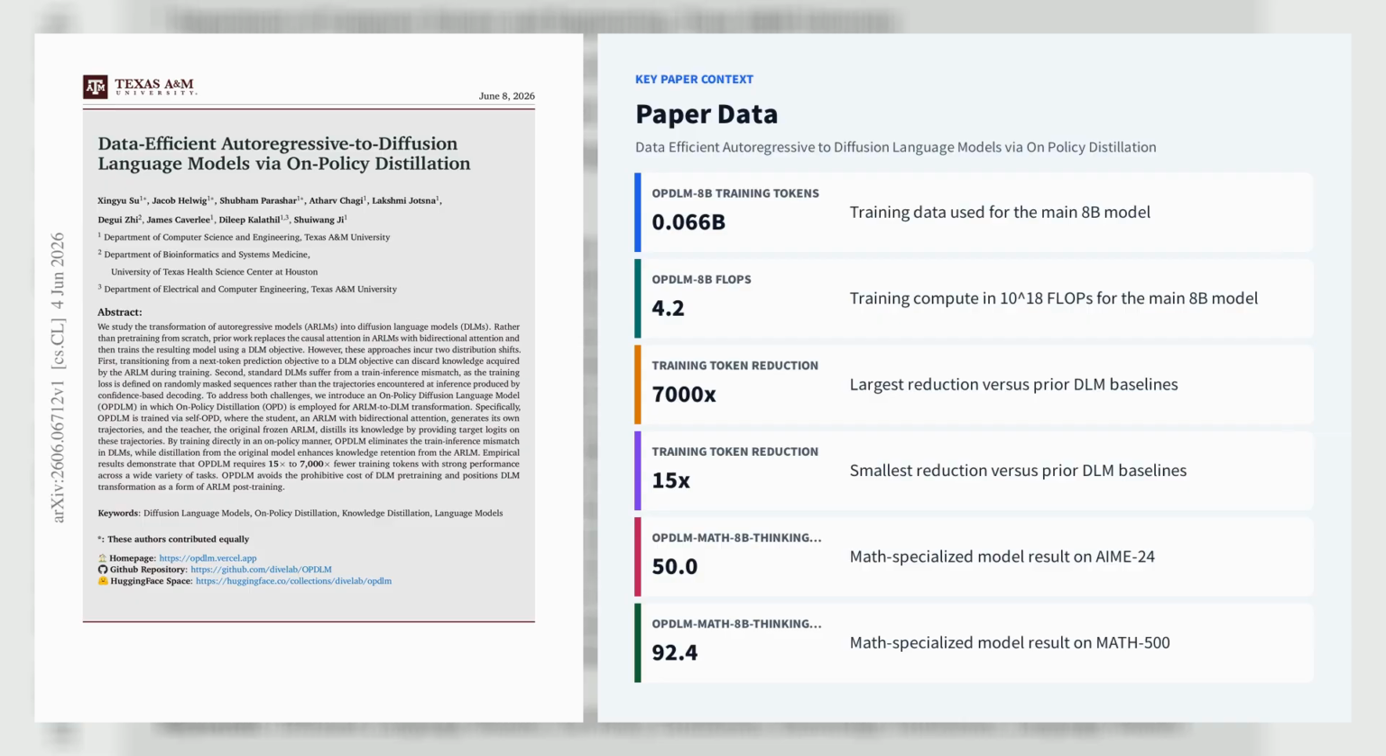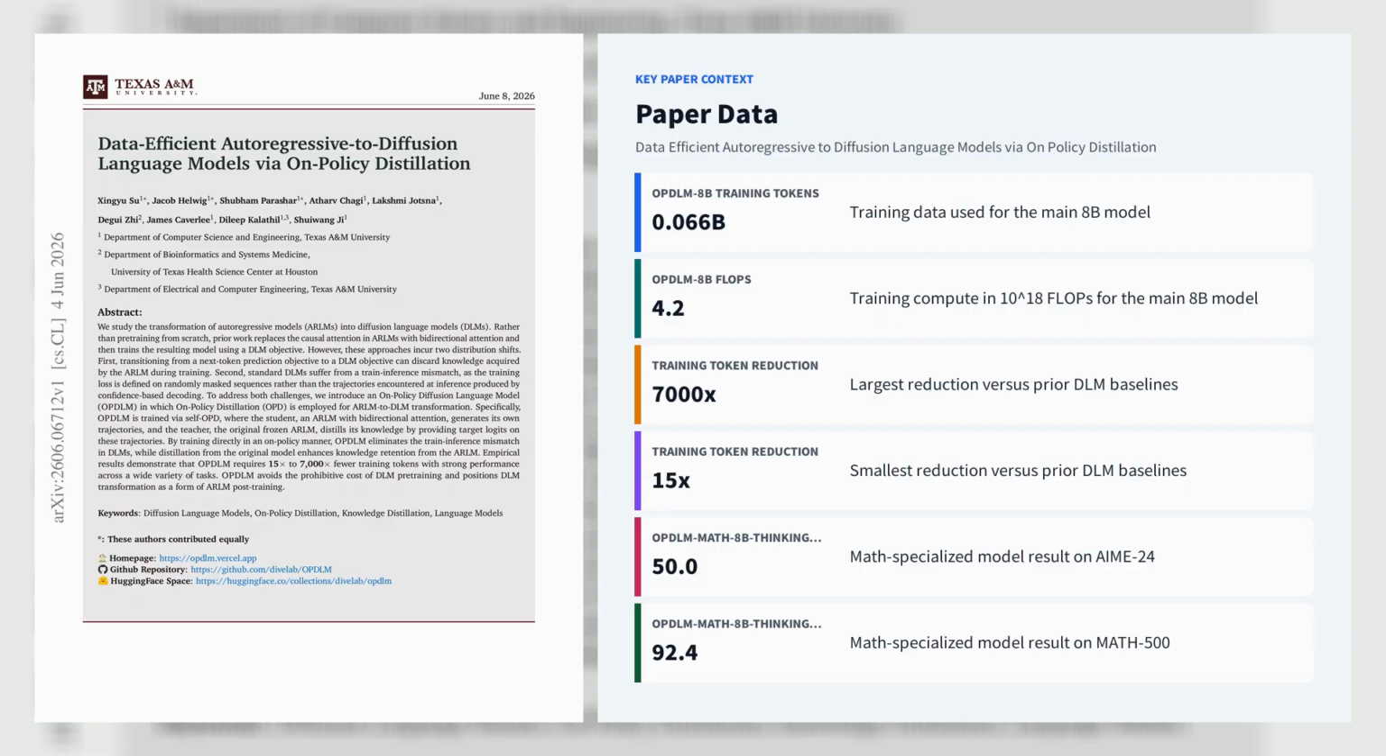The student, initialized from a Qwen 3 checkpoint and given bidirectional blockwise attention, generates its own reverse diffusion trajectories, and the frozen original ARLM provides token-level target logits on those same states. This directly addresses two bottlenecks in prior AR to diffusion conversion: knowledge loss from replacing next token training with diffusion training, and the train inference mismatch caused by training on random masks rather than sampler-induced states.